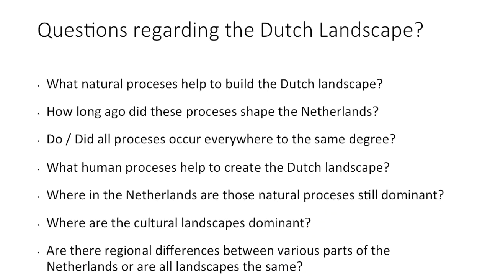Wow, beautiful. And so the questions that we will be addressing in the next, I don't know, 8 or 10 or so lectures will be: What natural processes help to build the Dutch landscape? How long ago did these processes shape the Netherlands? Do or did all processes occur everywhere to the same degree? What human processes help to create the Dutch landscape? Where in the Netherlands are those natural processes still dominant? Are there places where those natural processes are still dominant, or is everything regulated by people?